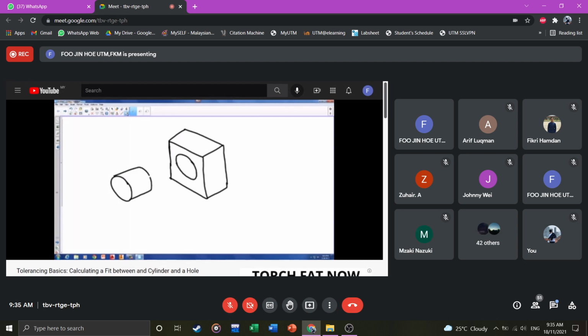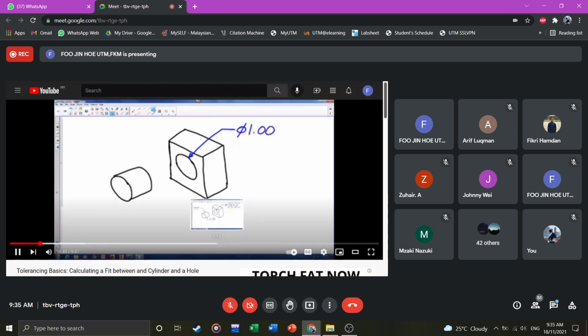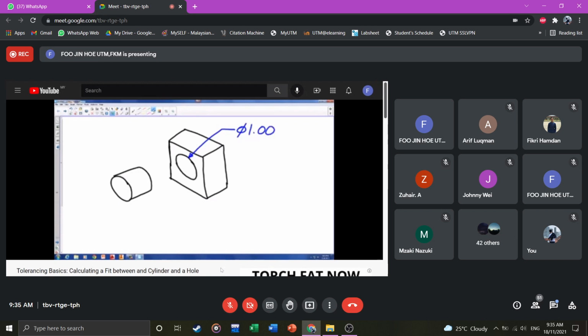Okay, so first thing we want to look at is the diameter of the hole. I'll put a dimension on here with the diameter of 1.00. This would represent the nominal size of that hole. And remember, the nominal size is the size that we can add or subtract a tolerance to. And then I'm going to put a tolerance of plus or minus 1/100th of an inch.